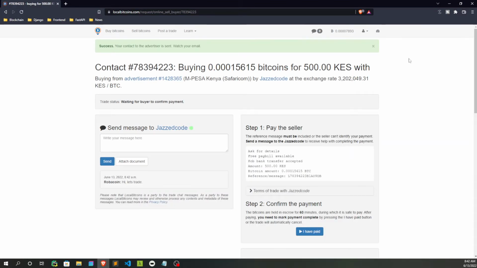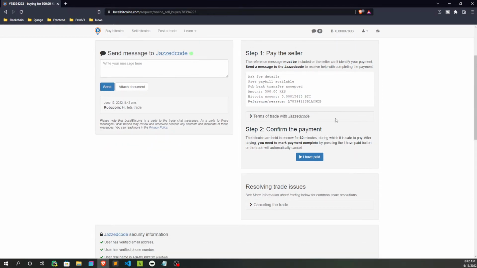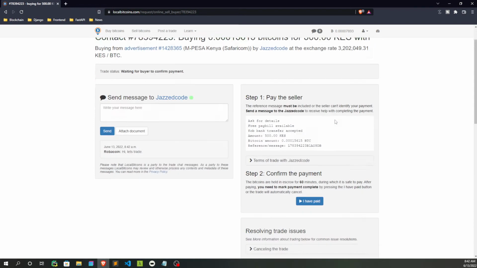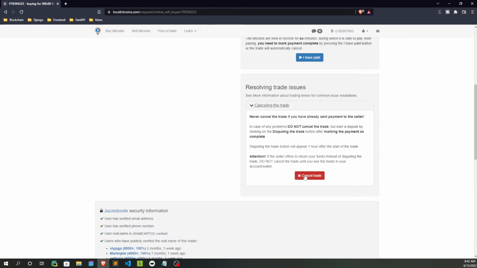Now here is our trade, and if you look at the instructions, number one, they offer a free pay bill. That is, they have KCB bank transfer, it's accepted. And also, if you feel like you're not comfortable with the trade, you can actually cancel it here. You can come and cancel the trade. This is before you've paid. Before you've gone ahead and paid, you can cancel the trade.